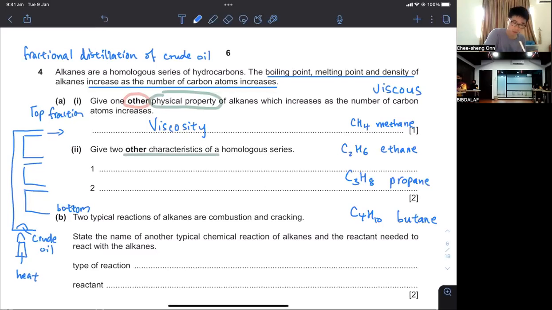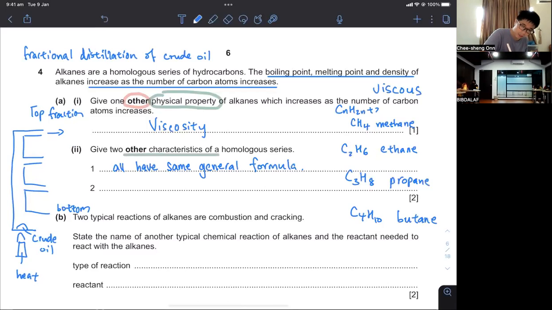Now you should know your naming and you should know your general formula. They all have the same general formula. As long as they belong to the same homologous series, they will have the same general formula. For alkanes this is CnH2n plus 2. You can also notice that from CH4 to C2H6, you have added CH2. The next one has added CH2, and the next one too. Add one carbon, add two hydrogens.